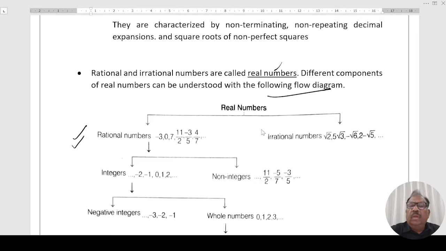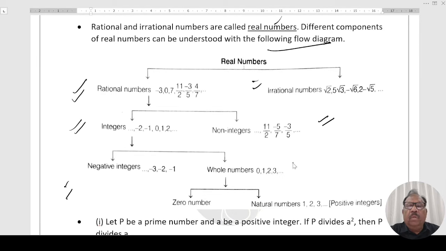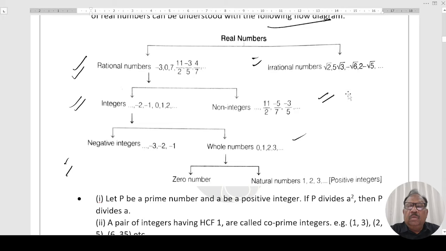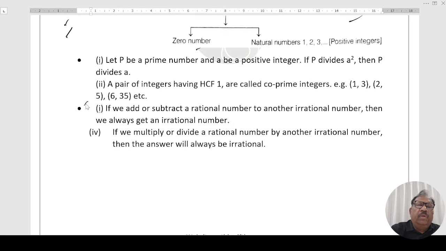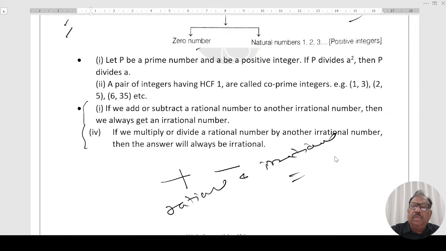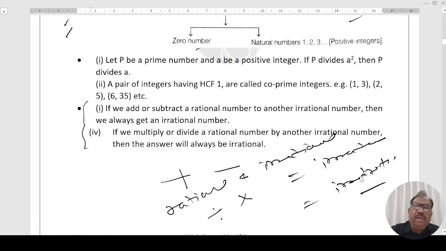Rational numbers and irrational numbers I have discussed in detail. Integers, non-integers, negative integers, whole numbers, zero, natural numbers, right? And one operation of rational and irrational numbers: plus, minus, if one is rational and one is irrational, when they are added or subtracted, the answer is irrational. Similarly, division or multiplication is the same, the answer is irrational. This is all about this topic, right?